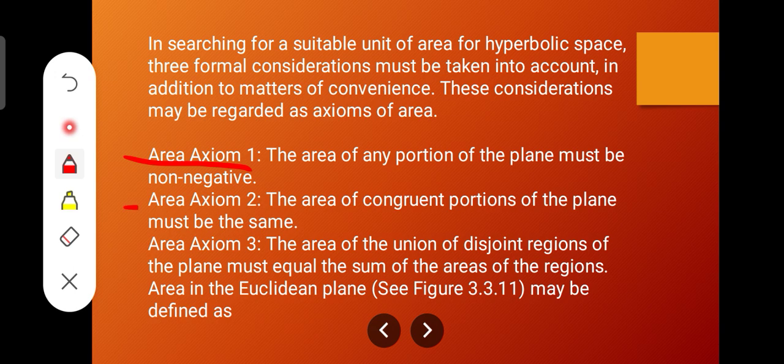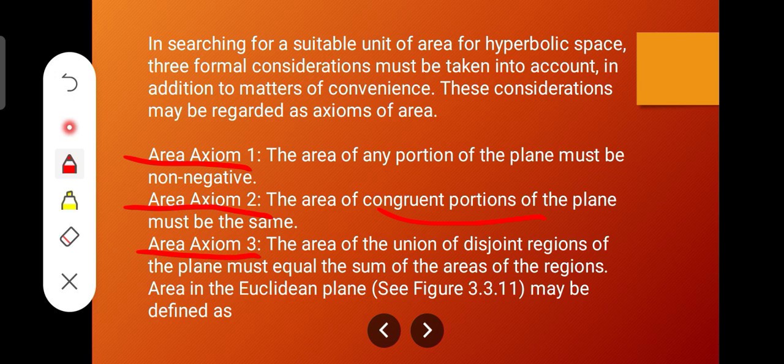Then area axiom 2: the area of congruent portions of the plane must be the same. Let's proceed with area axiom 3: the area of the union of disjoint regions of the plane must be equal to the sum of the areas of the regions.